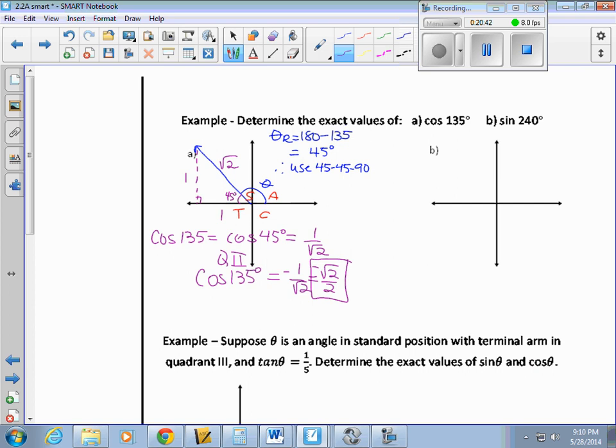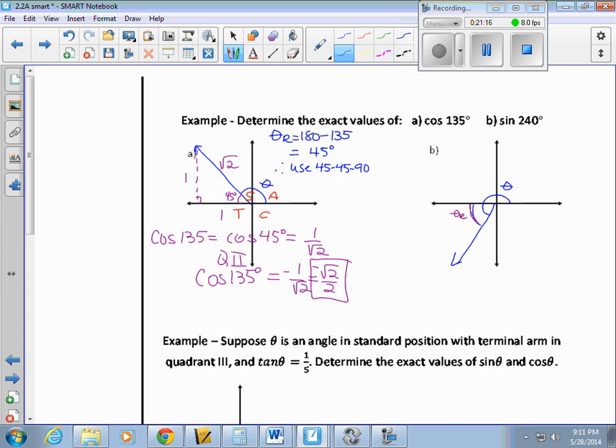So cos of 135 degrees is equal to negative square root 2 over 2. B asks us to find sine of 240 degrees. So 240 degrees, I've got 90, 180, so 240 is going to be in this quadrant. So that's theta. My reference angle is going to go from here to here.